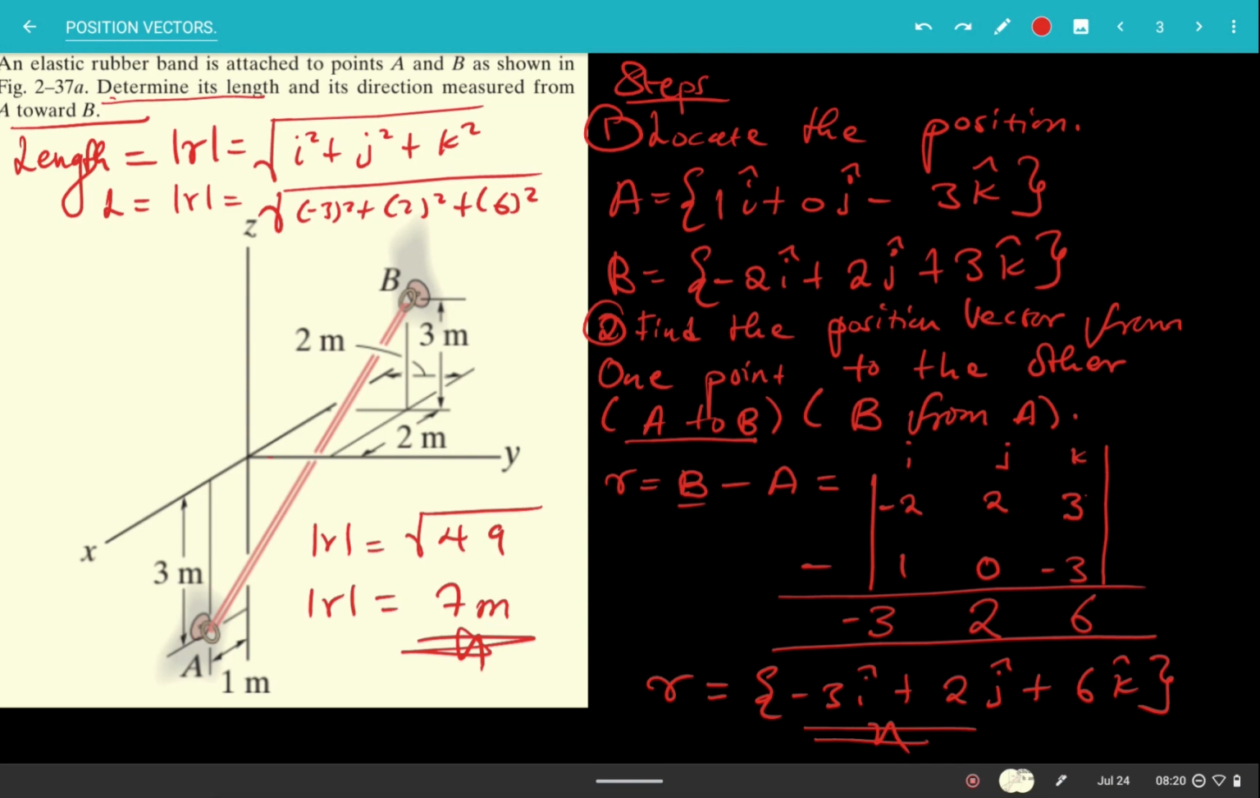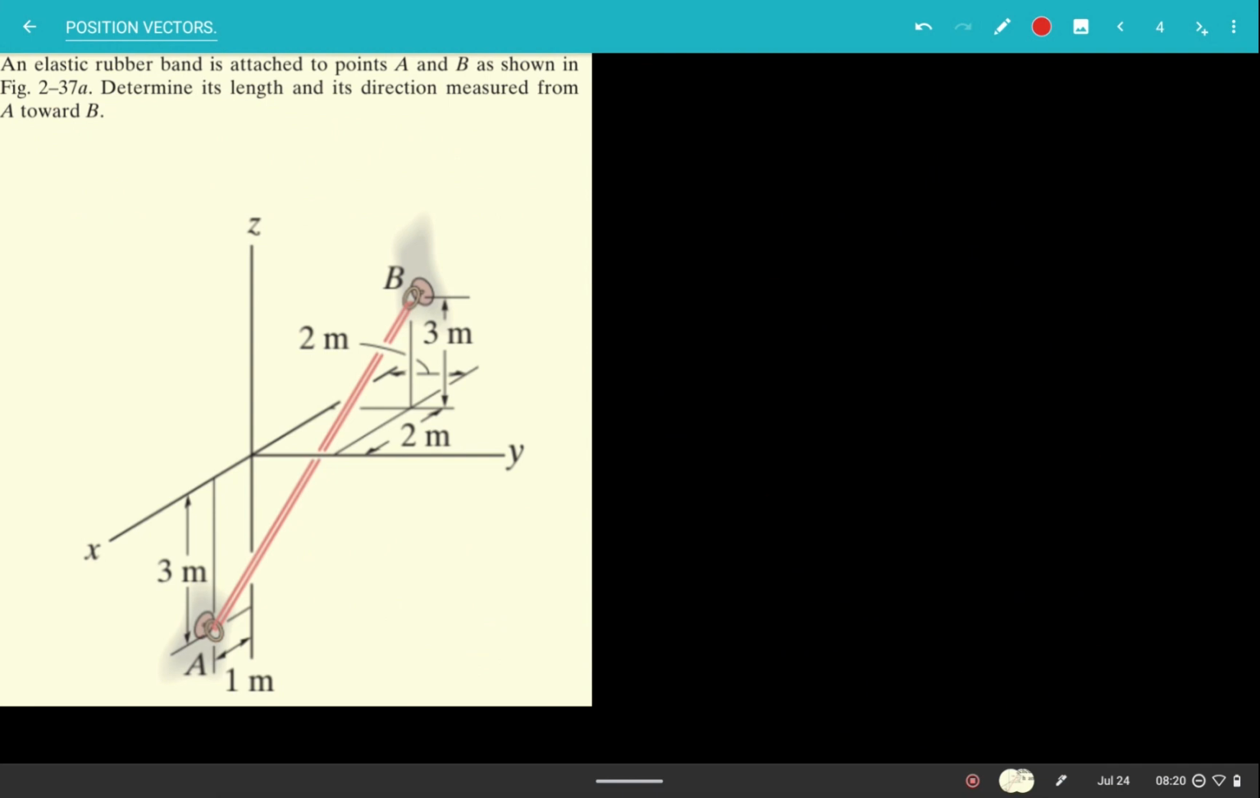Now, this only answers the first portion of our question. Now, we also have to find the direction measured from A towards what? B. So let's do that. Now, we know that the positions of the vector we have is minus 3 in the I, plus 2 in the J, then plus 6 in the what? In the K. And we know that the length is found to be 7 meters, isn't it? So let's take that as our data. Now, for us to find or determine the direction from one point relative to the other, there are also some steps we have to remember.